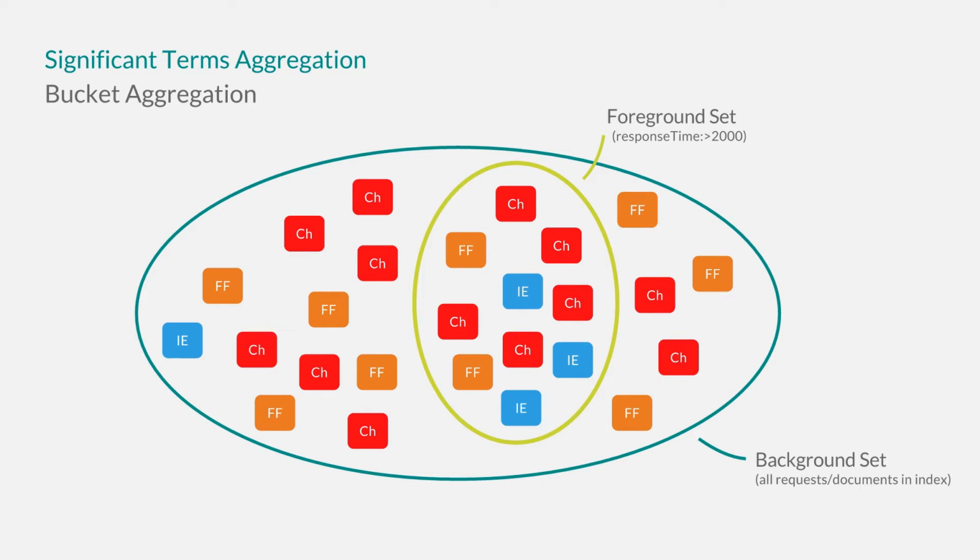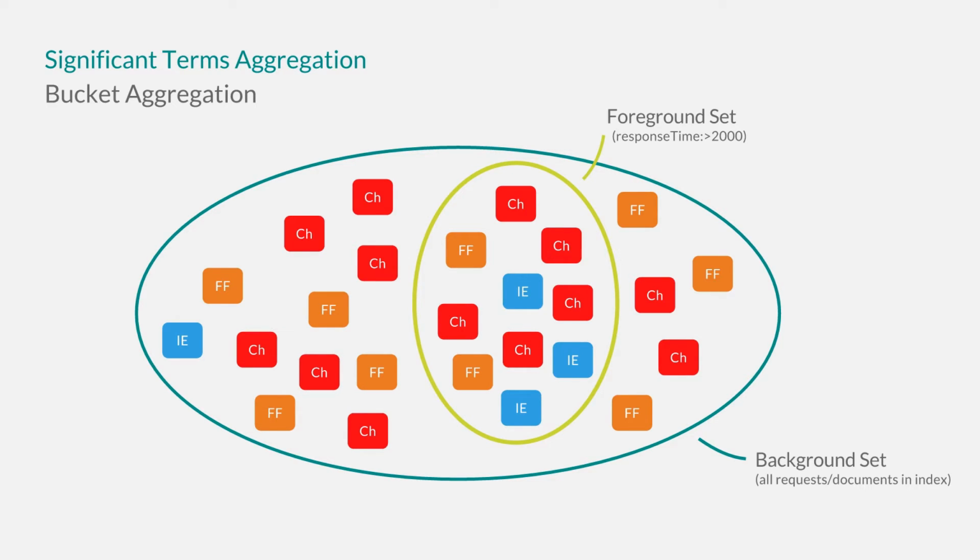These documents with a response time over 2 seconds are now the foreground set and are indicated by a green circle in this example. If we would create a regular terms aggregation on this foreground set, one of the largest buckets would be Chrome, because it has the most documents within this bucket. But it's not significant for the foreground set, because also in the background set the most requests are coming from Chrome.